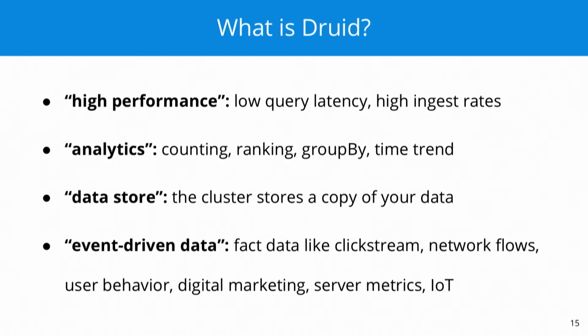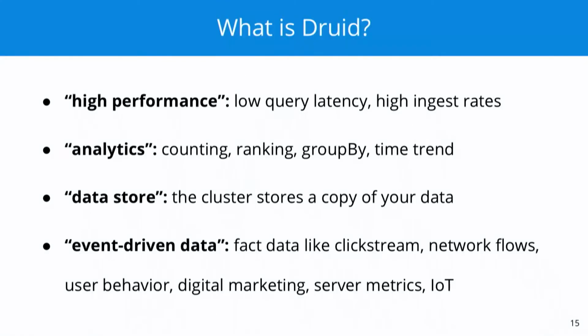So high performance, we're targeting low query latency and high ingest rates. We're in analytics, and by analytics, I mean counting, ranking, group by, time trend. Those kinds of queries are what Druid does. Data store, it stores a copy of your data. So unlike something like Hive or Presto, it's not going to query data from somewhere else. It's going to load data into itself and then query data from its own copy. That's part of how it achieves high performance. And then event-driven data. So that's fact data, like the ones I mentioned earlier, clickstream, network flow, and so on.